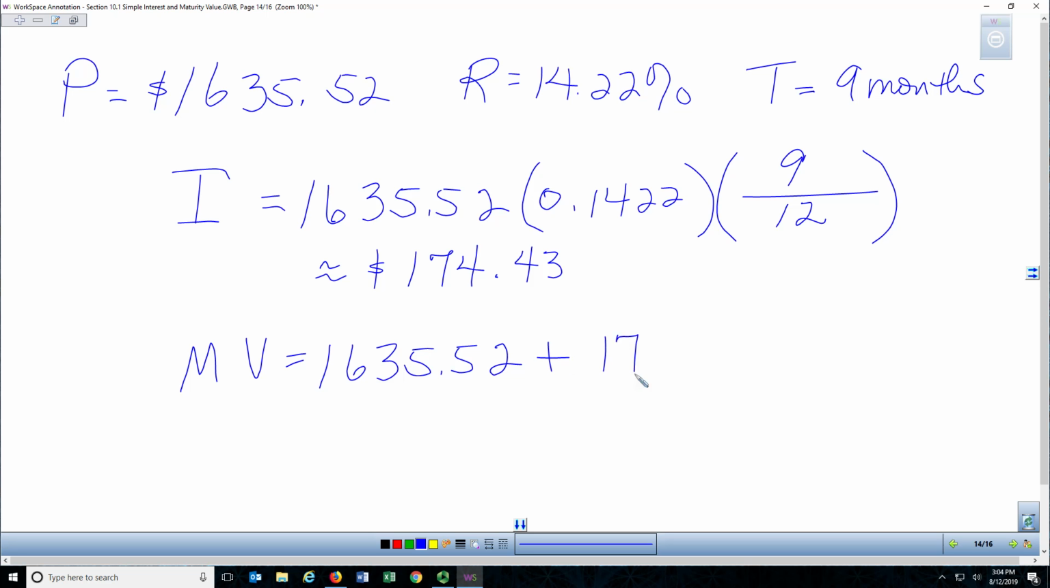So the maturity value will be the principal plus this interest, which will give me $1,809.95 that needs to be paid back.